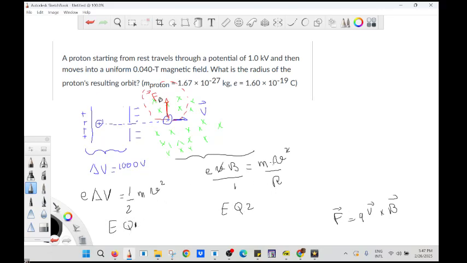So what I'm going to do, I'm going to take equation 2, but you can find the speed here and plug the speed there. Maybe it will be easier, right? So you use that equation here and you isolate the speed. So you find the speed here, you take the square root, and then from here, you plug into there and you can find the radius.